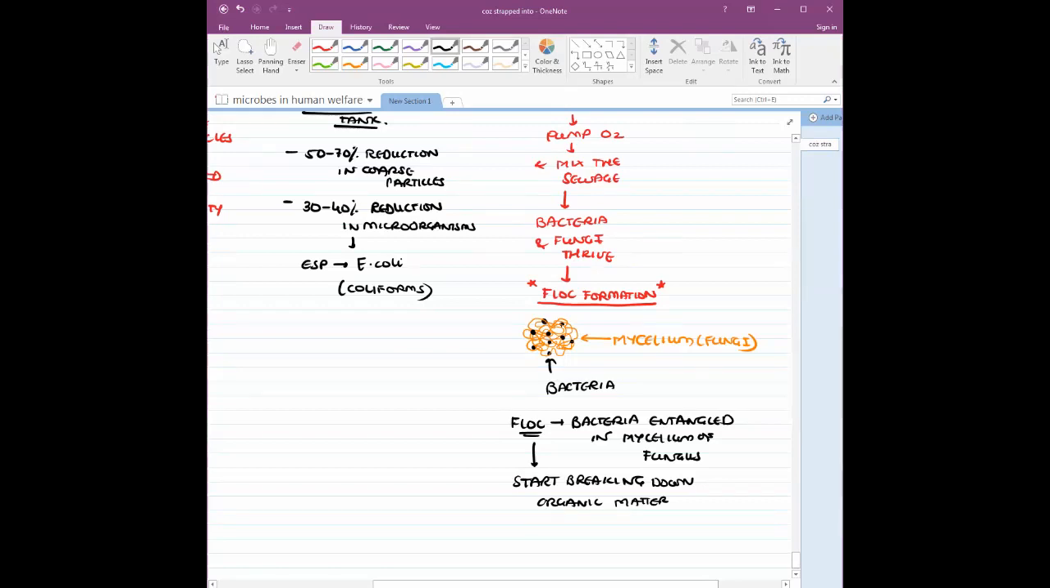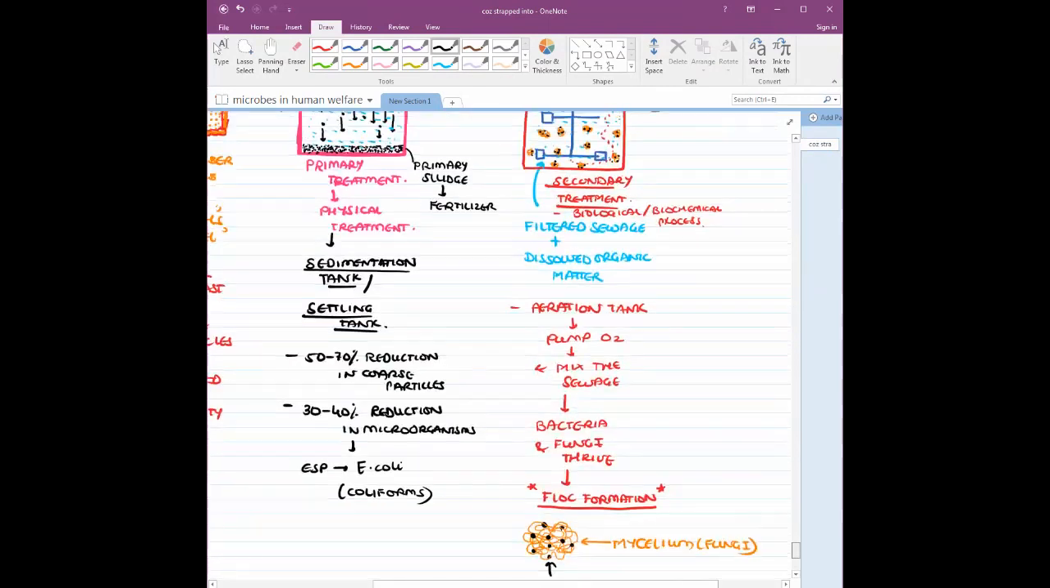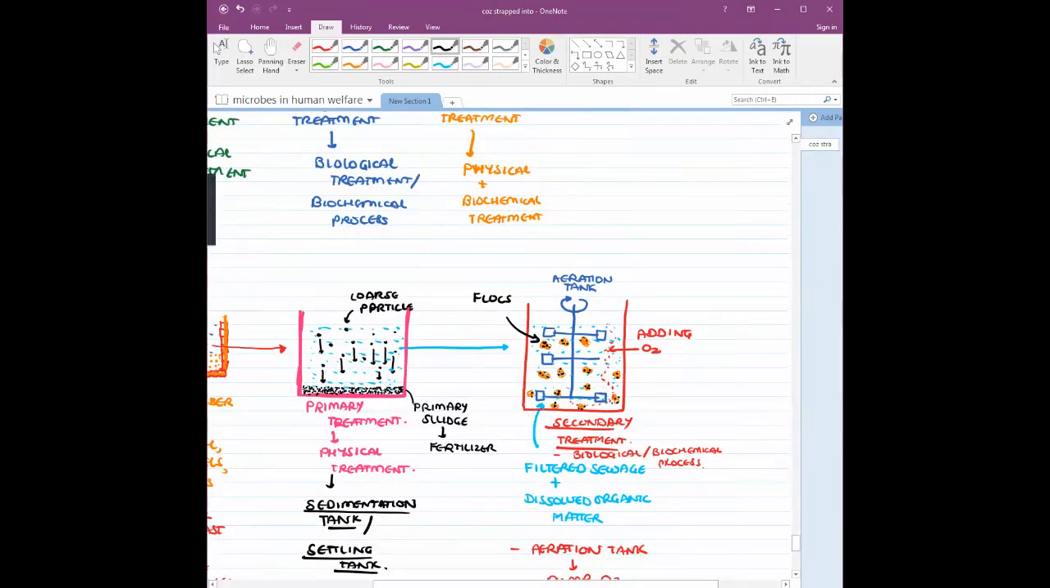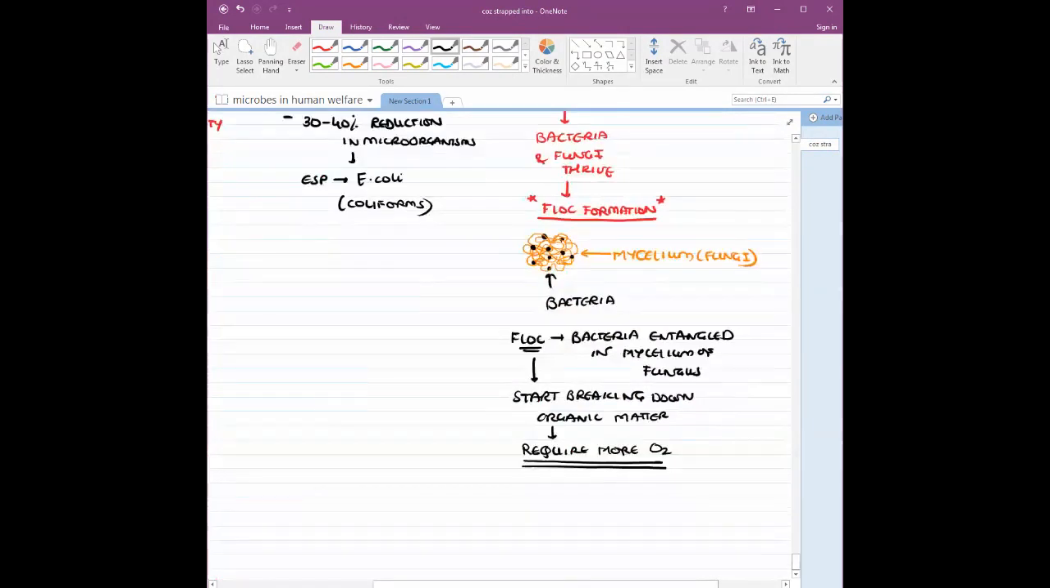But now, guys, what happens? Let's understand this. Whenever you start breaking down organic matter, you are always going to require more oxygen. Always remember. And because we require more oxygen, this is the real reason we are pumping oxygen into this medium, so that these flocks still survive, still thrive, and continue breaking down your organic matter.